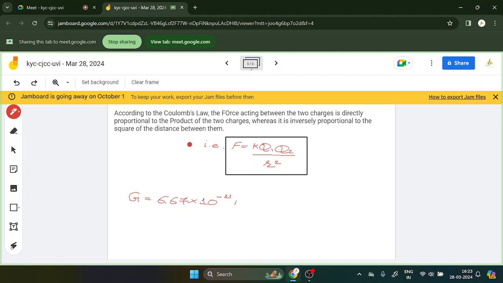6.67 into 10 to the power minus 11 Newton meter square per kilogram square, right? This was for the capital G. In a similar way, for the one I am talking about, F equals K Q1 Q2 upon R square, K also has a value. What is the value of K? K equals 9 into 10 to the power 9 Newton meter square per Coulomb square.